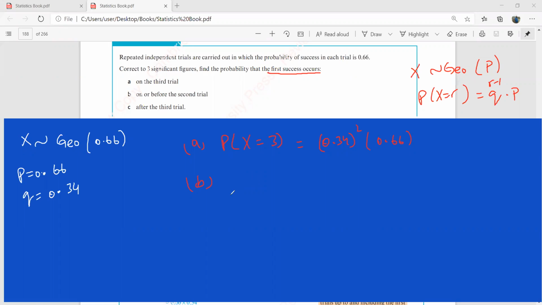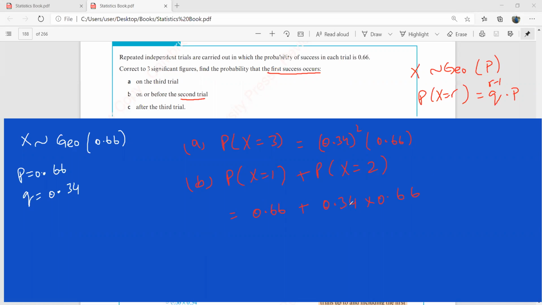It says on or before the second trial. Now he's telling us the second trial, so there are a maximum of 2 possible trials. That means probability X equal to 1 plus probability X equal to 2. That is on the second trial, and before the second trial, that is obviously the first trial. When it's the first trial, this is simply 0.66. The second trial can only happen if you have failed in the first attempt, so this is going to be 0.34 times 0.66.